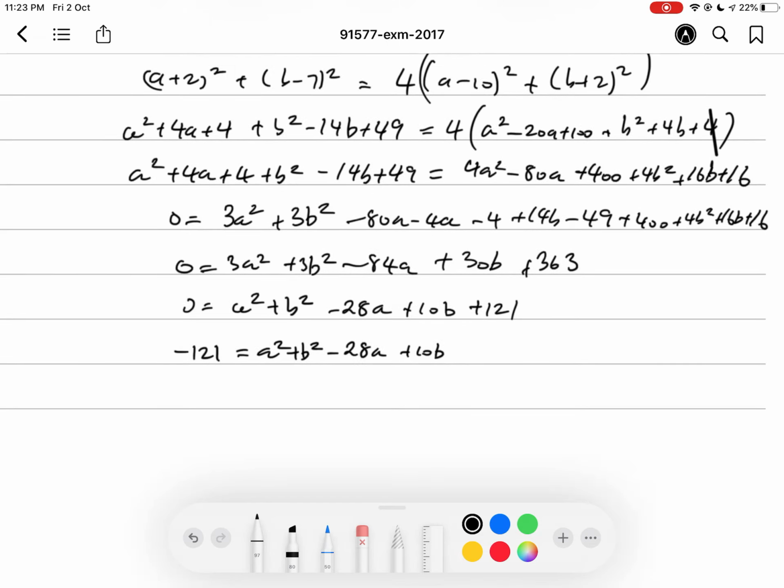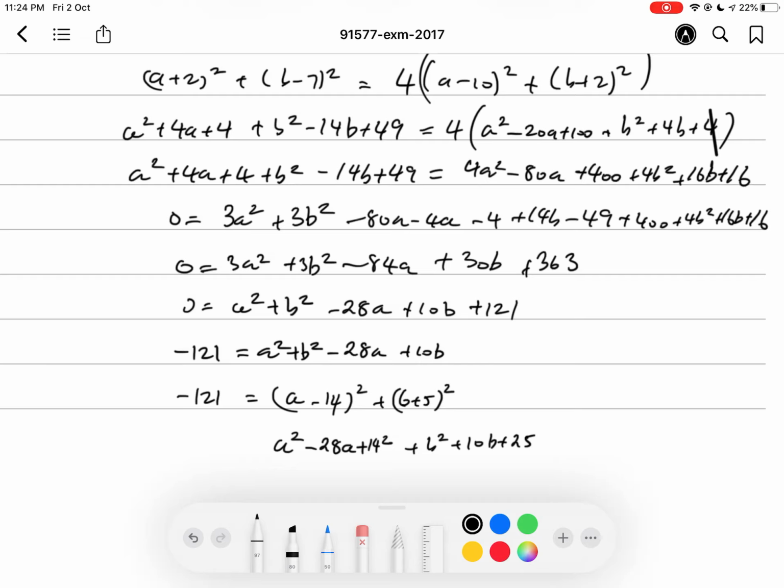Alright, so in order to do that, we're going to say negative 121 equals (a minus 14) squared, where we take half of the negative 28, which is negative 14, plus (b plus 5) squared. Notice that once we put it into this form, if we expand these, we're going to get a squared minus 28a plus 14 squared. And for the (b plus 5) squared, we're going to get plus b squared plus 10b plus 25.